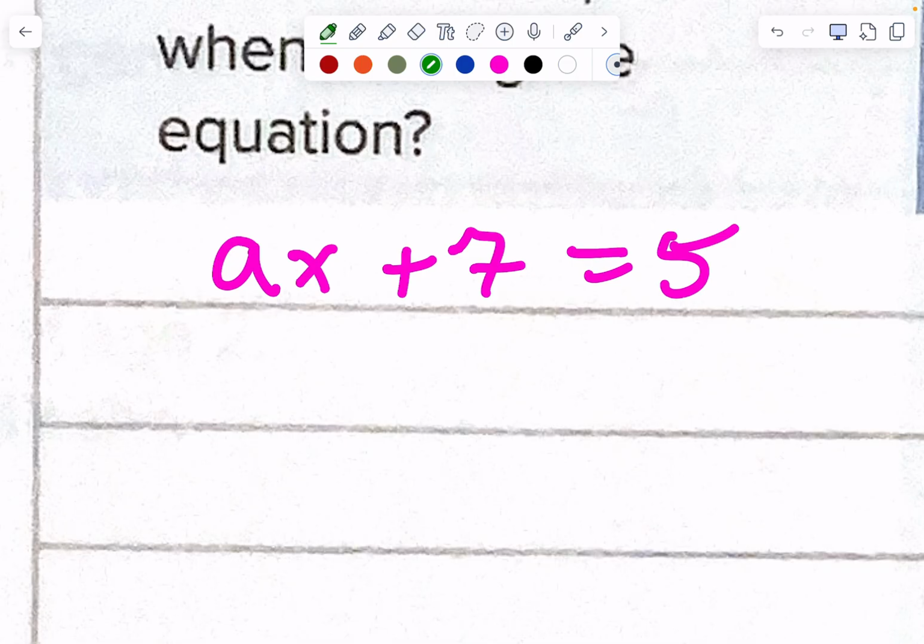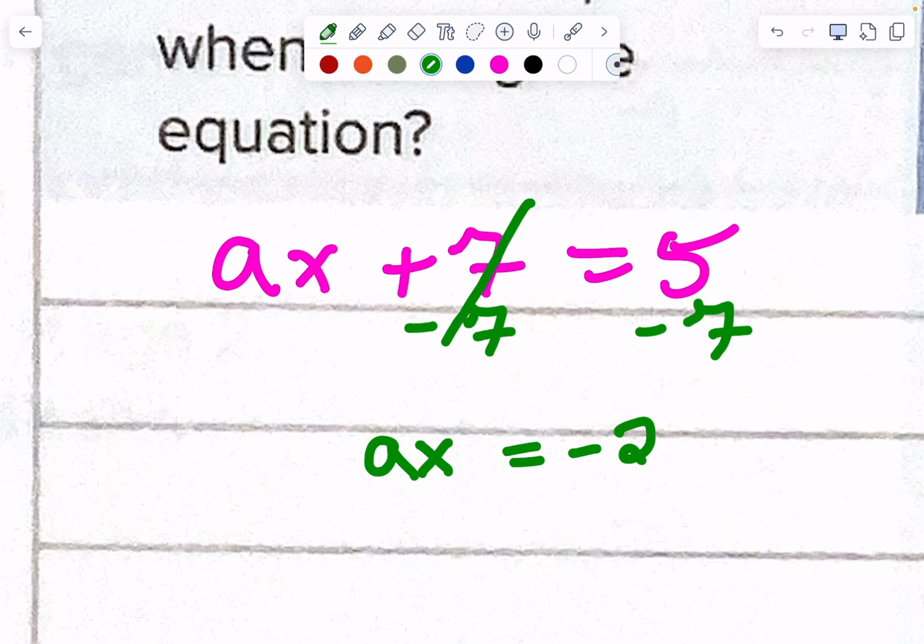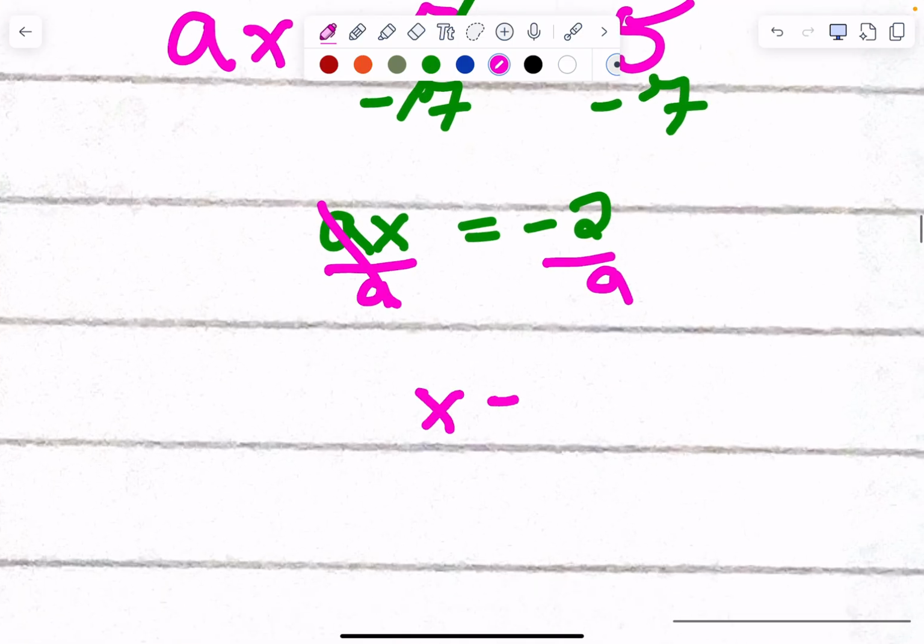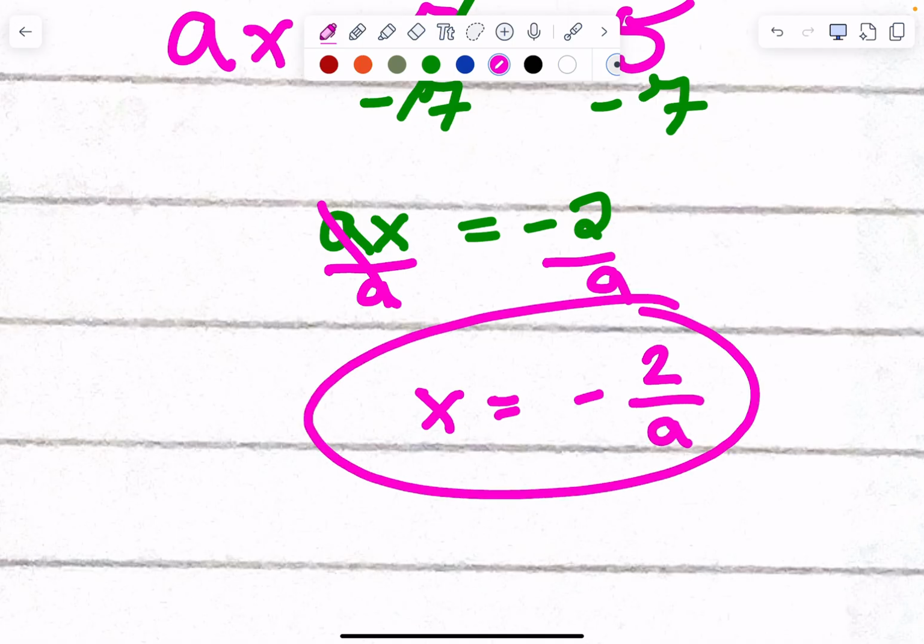So that means I want to do that last, and I want to deal with the 7 first. So I'm going to subtract 7. So a times x is equal to, what's 5 minus 7? Negative 2. Now, to get the x by itself, how do I get rid of that a? Divide. I'm going to divide by a, and that's just going to look kind of funny. My answer is going to be negative 2 over a. And that's it. I don't have an actual number answer, I just have a in my answer.